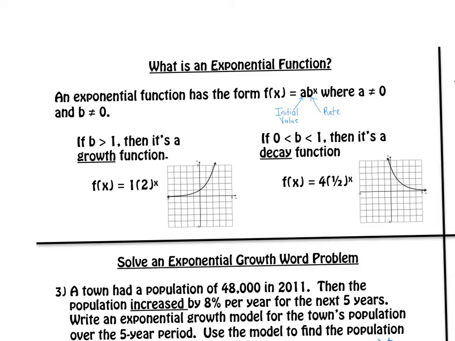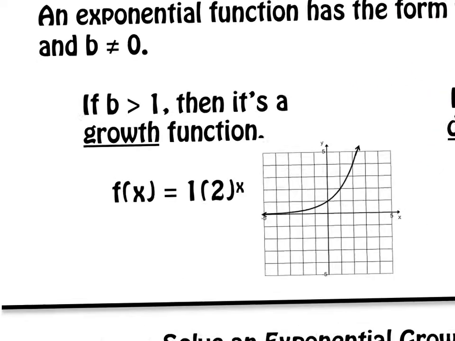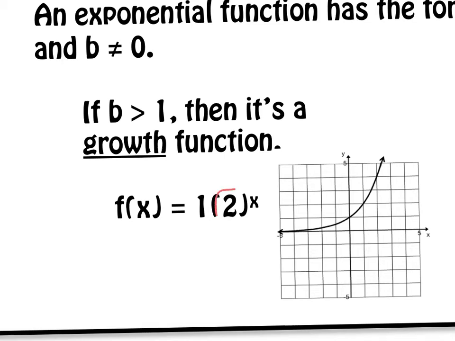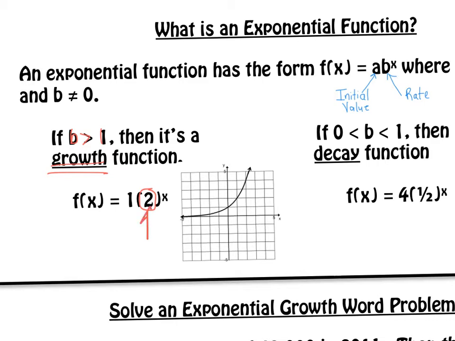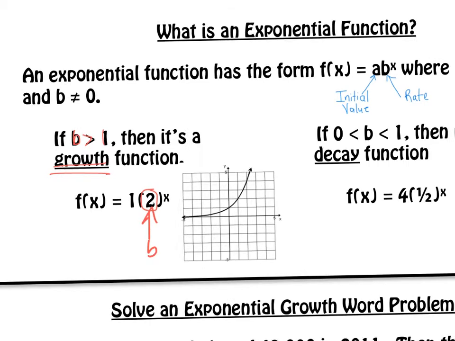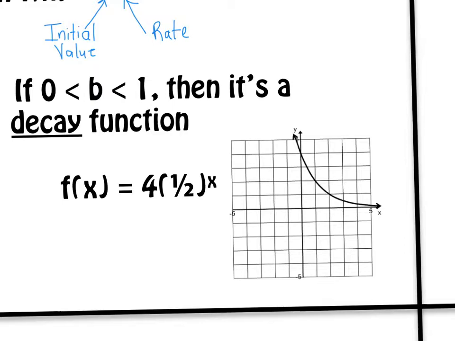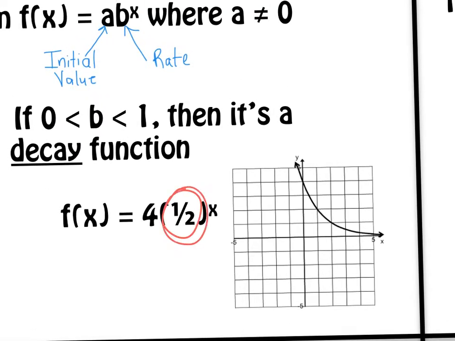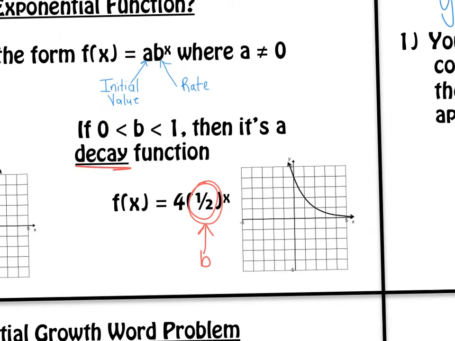What is an exponential function? So my initial rate, A, is labeled there. So that's my first value, and B is my actual rate. Okay, so when I look at this equation here, I want you to notice that 2 is greater than 1. See how it says it's greater than 1? That means it's growing, okay? That's my B value, my rate. Okay, and this B value is only 1/2, which is less than 1, which is why this is decay.